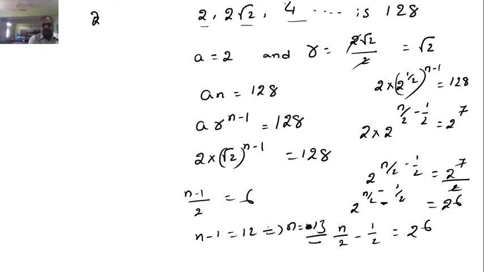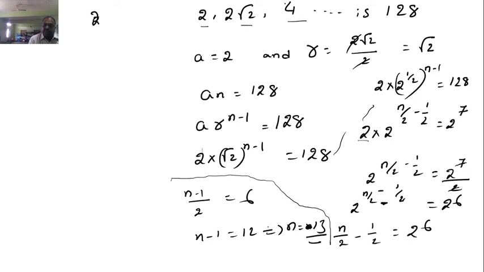Again, a is equal to 2, r is equal to root 2, An is equal to 128. a into r to the power of n minus 1 is equal to 128, that means (2 into root 2) to the power of n minus 1 is equal to 128. 2 into root 2 means 2 to the power of 1 by 2, whole to the power of n minus 1. 2 into 2 to the power of n by 2 minus 1 by 2 is equal to 2 to the power of 7.